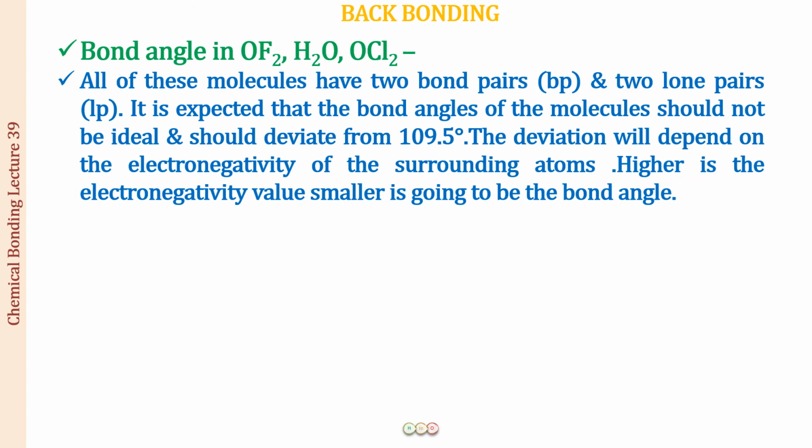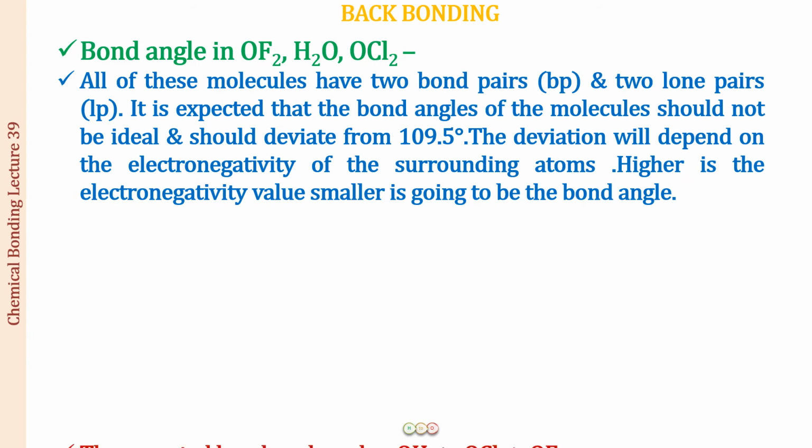You all know, as you have just studied in the case of NF3, that the more electronegative atom is going to pull the electron pair towards itself if it is more electronegative than the central atom. So the central atom is going to have less electron density, the bonded pairs of electrons are going to feel less repulsion, and they will come closer to one another.